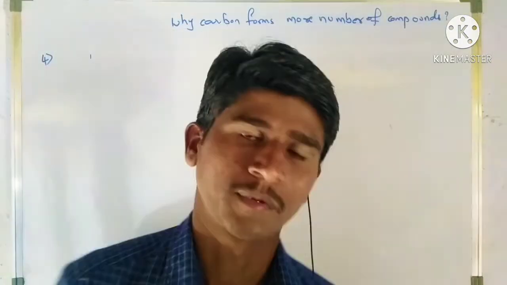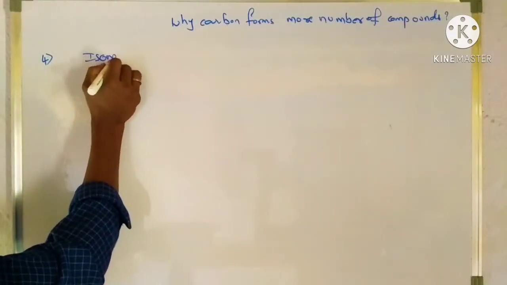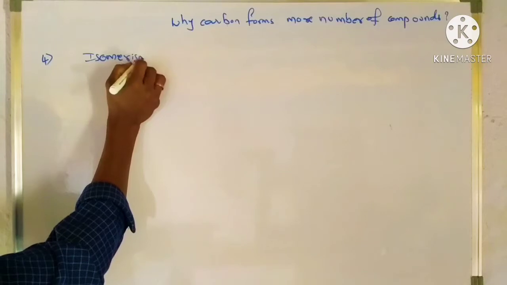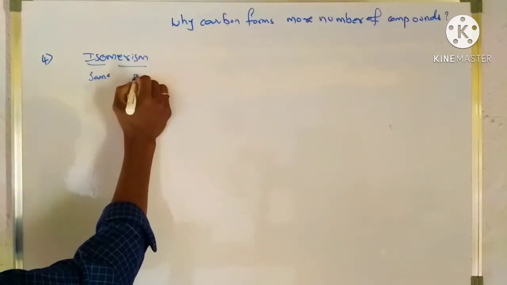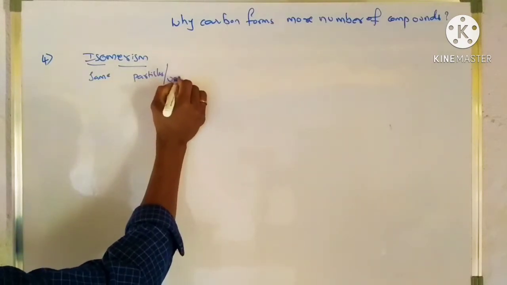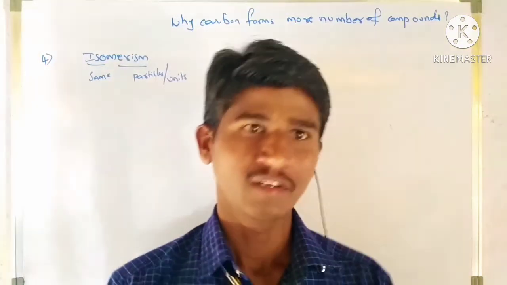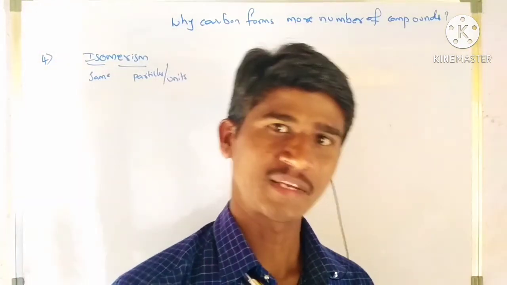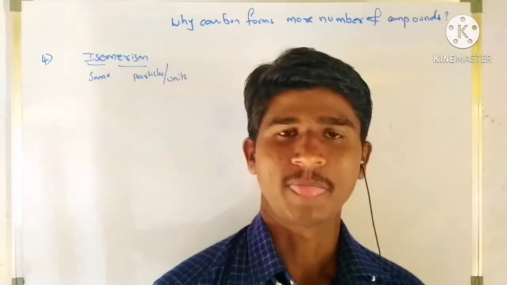So the fourth property is isomerism. Iso means same, mer means units. Poly means many, mer means units. Iso means same, mer means units. Isomerism. Now what is isomerism?